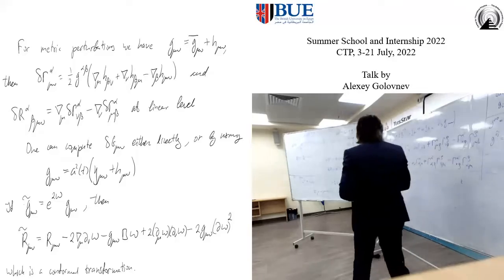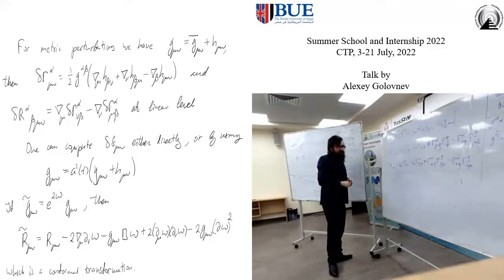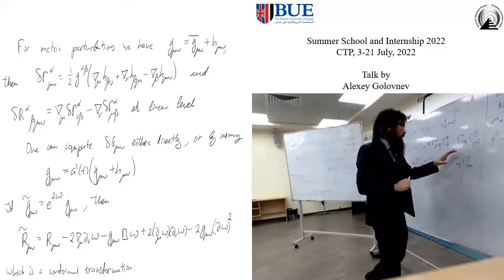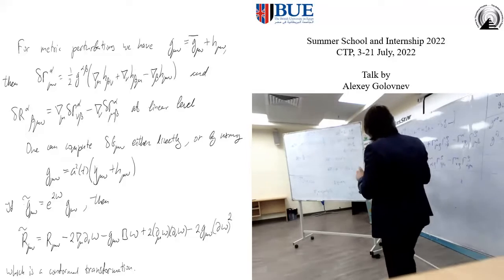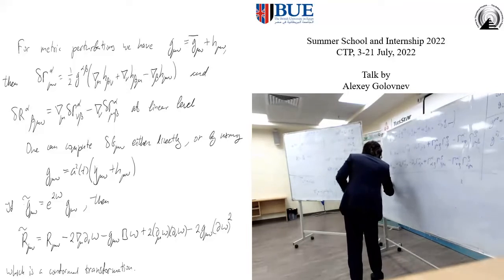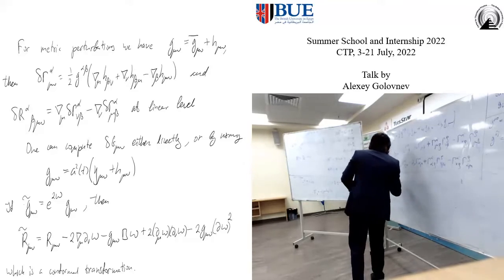So let's assume, to start with, that I have a metric which is the Minkowski metric plus some small perturbation.